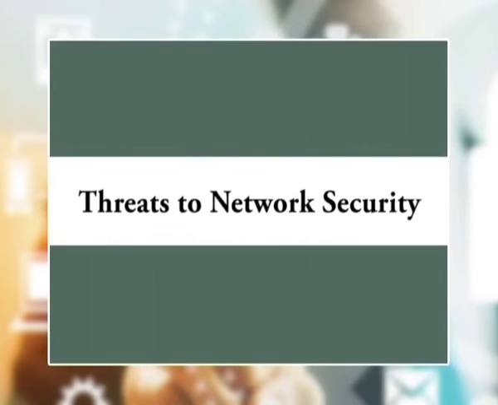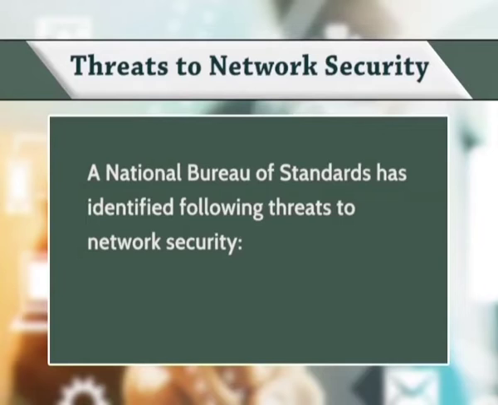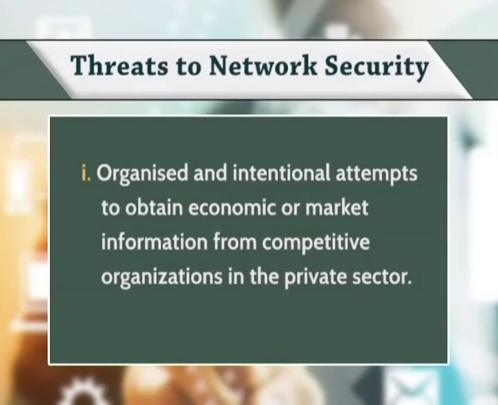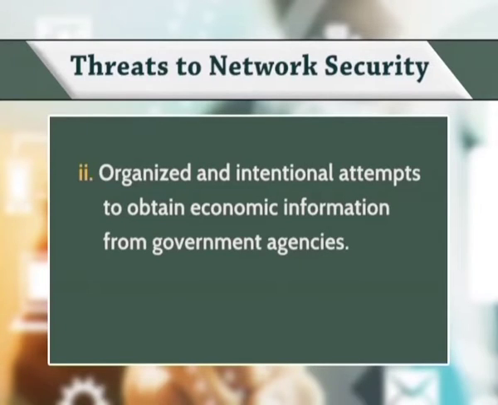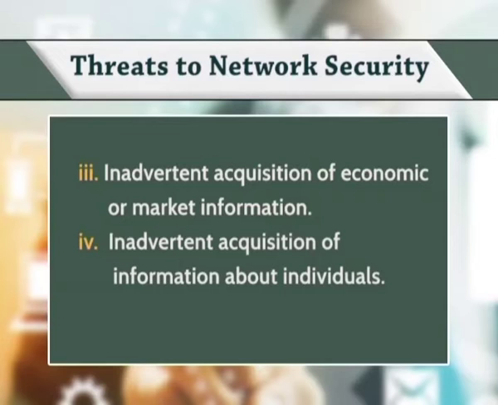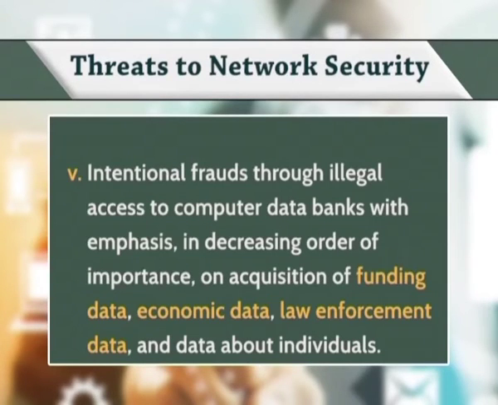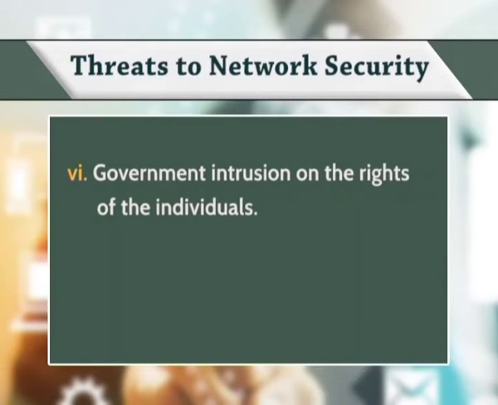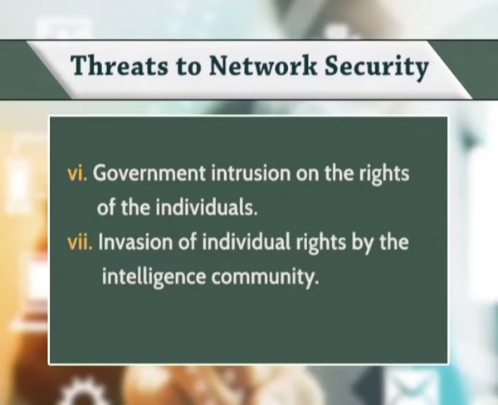Then we will discuss the threats to network security. The National Bureau of Standards has identified the following threats to network security. The very first one is organized and intentional attempts to obtain economic or market information from competitive organizations in the private sector. Organized and intentional attempts to obtain economic information from government agencies. Inadvertent acquisition of economic or market information. Inadvertent acquisition of information about individuals. Intentional frauds through illegal access to computer data banks, with emphasis in decreasing order of importance on acquisition of funding data, economic data, law enforcement data, and data about individuals. Government intrusion on the rights of the individual, invasion of individual rights by the intelligence communities.